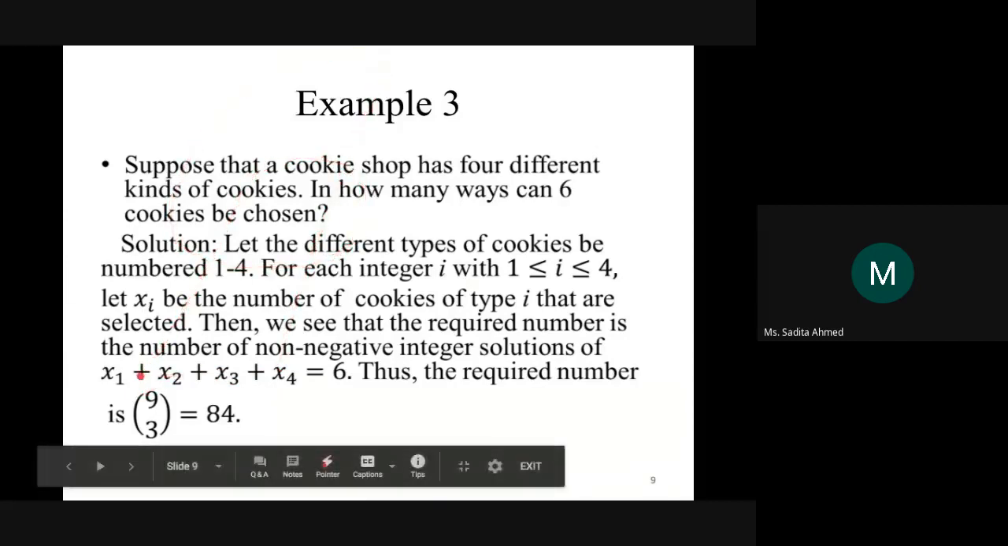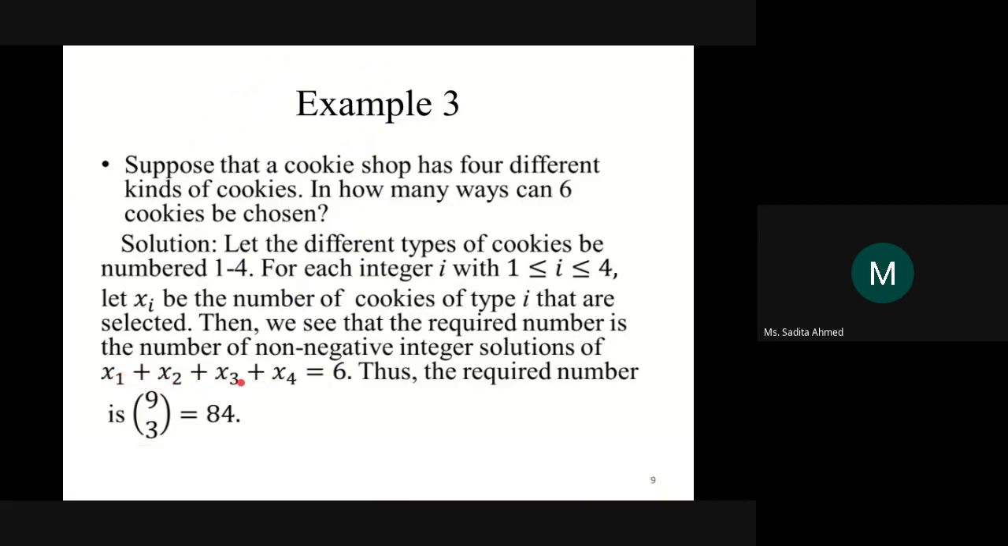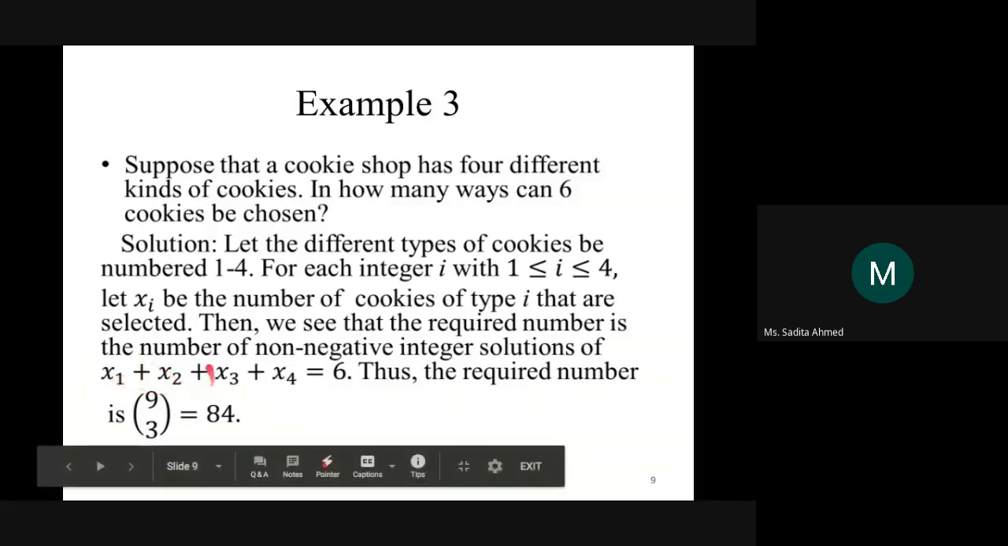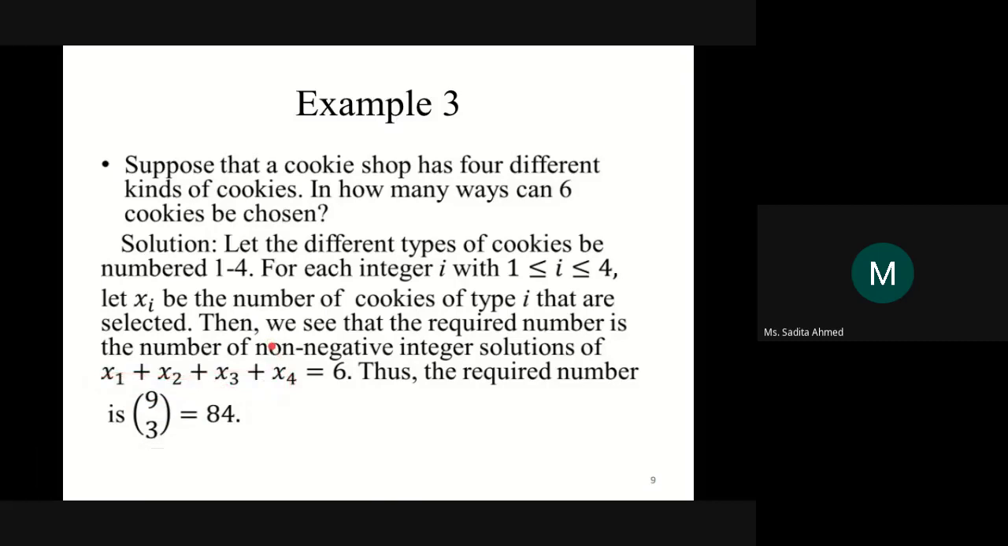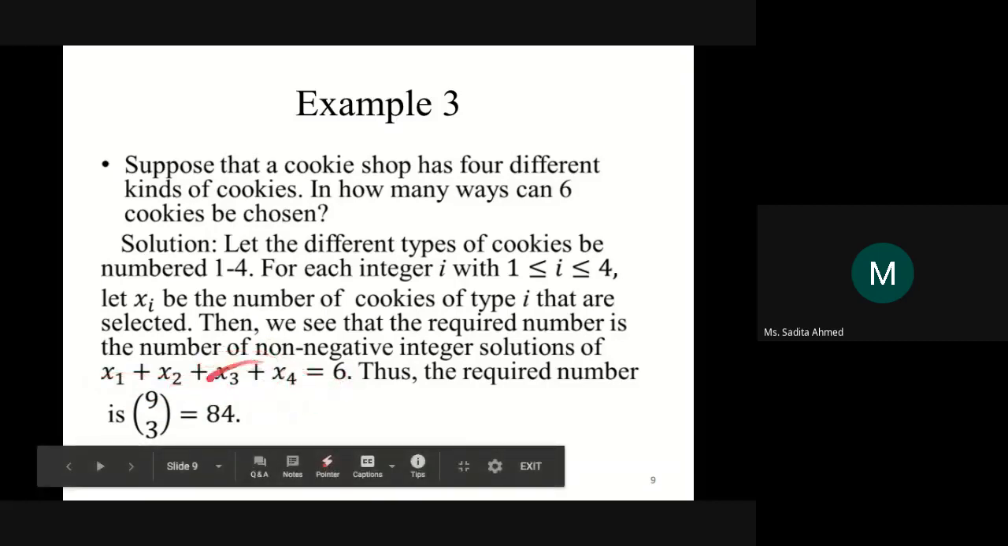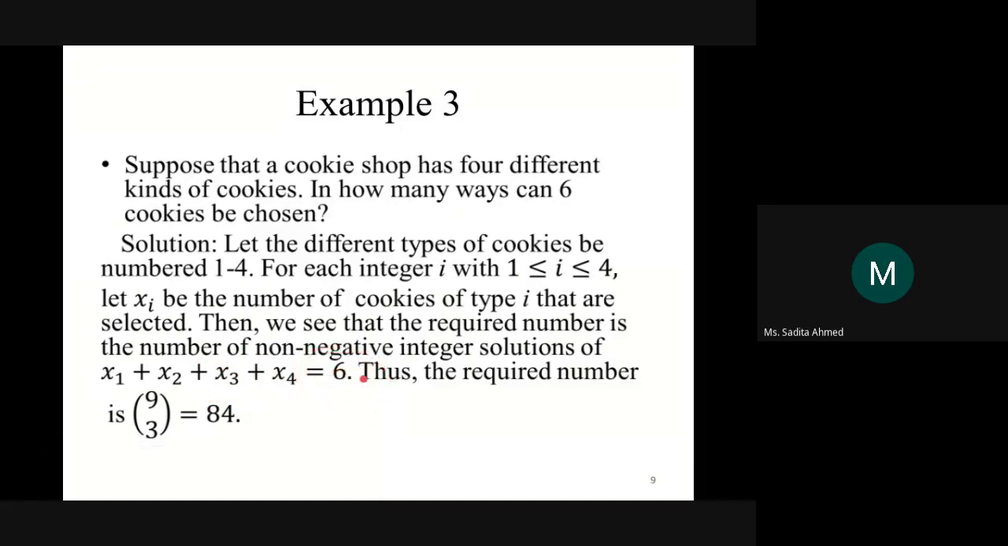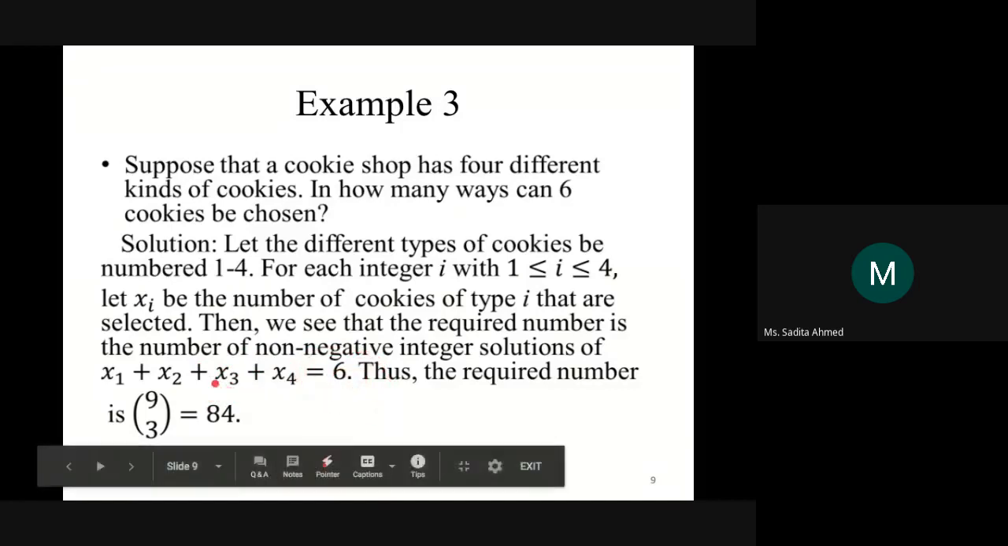Because the count of non-negative integer solutions of this, what is that? Basically, all possible combinations of the values of x1, x2, x3, x4, all possible combinations of the values of these 4 variables to sum up to 6. All possible combinations of the values which give us this value at the end after summing up. So what does that give us? All possible choices, all possible ways to choose 6 cookies of these 4 types.